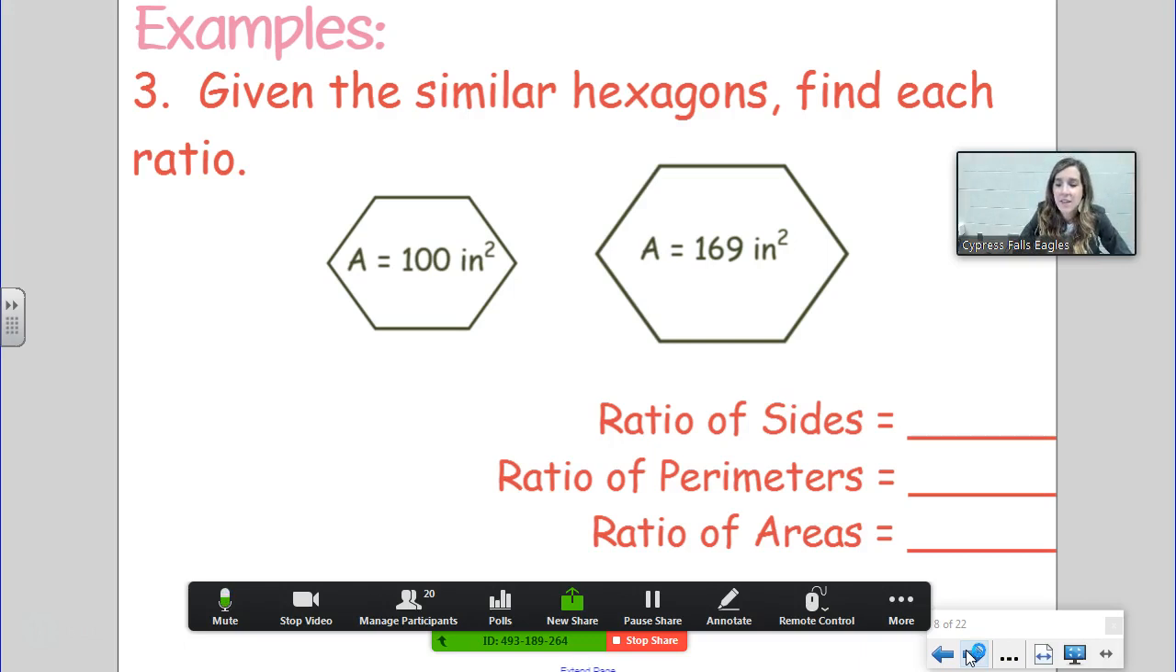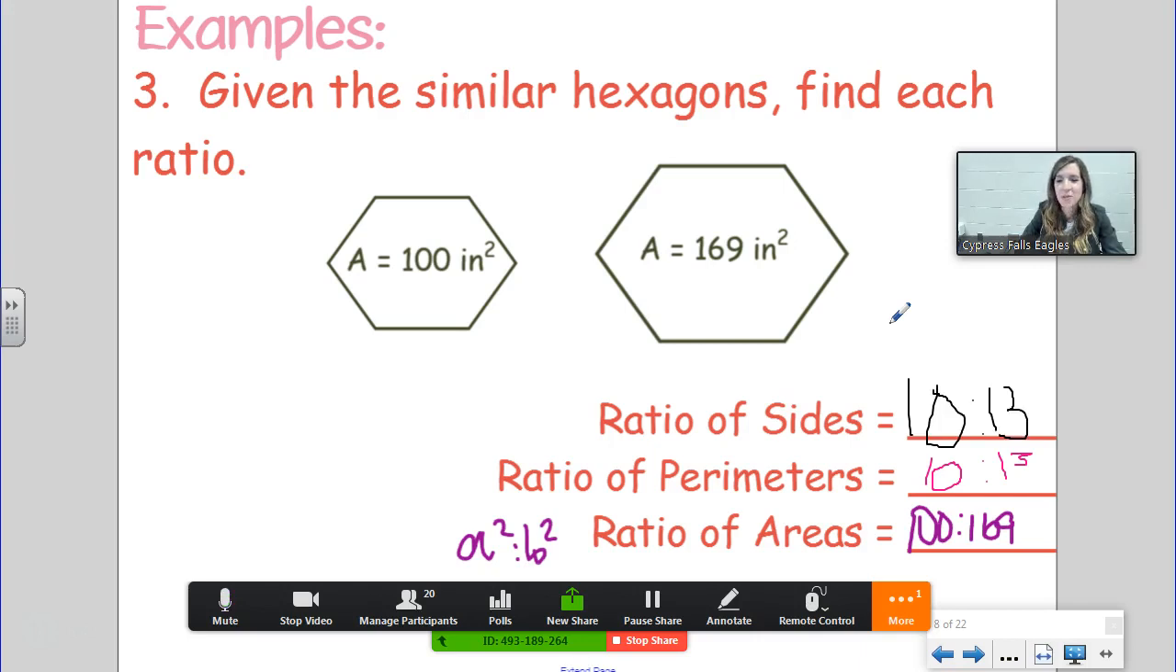Given the similar hexagons, find each ratio. This time we're given the areas. So the ratio of the areas is just 100 to 169. That does not reduce. We do not have to find the sides to find the ratio of the sides. We don't have to know the perimeter to find the ratio of the perimeters, because we know if the ratio of the areas is A squared to B squared, then the ratio of the next two things is A to B. How do we get A and B? Square root. Ratio of the sides, 10 to 13. Ratio of the perimeters, 10 to 13. You got it. How easy was that problem? It doesn't get much easier than that.